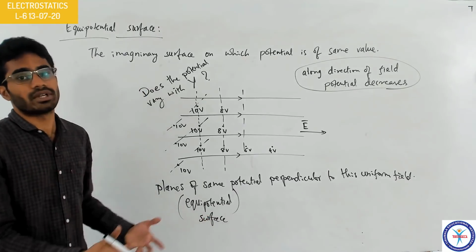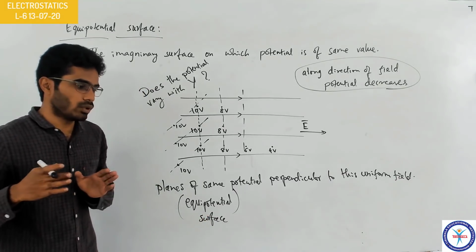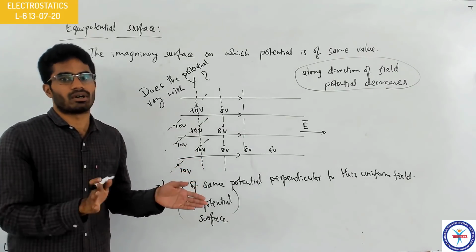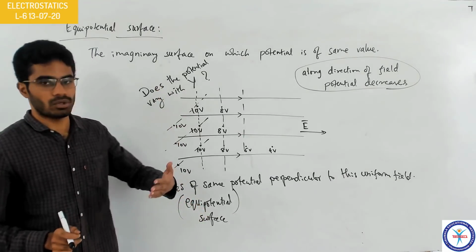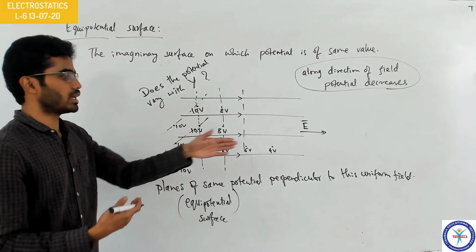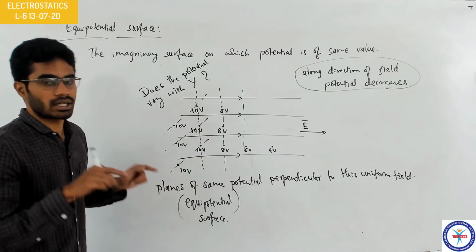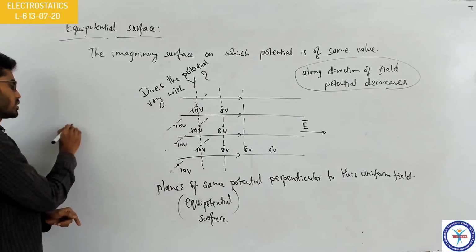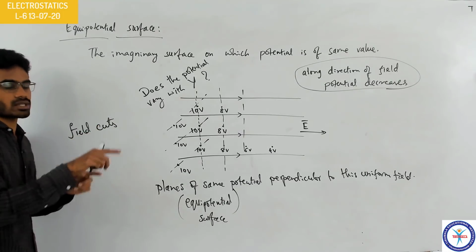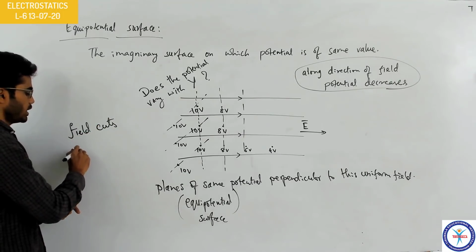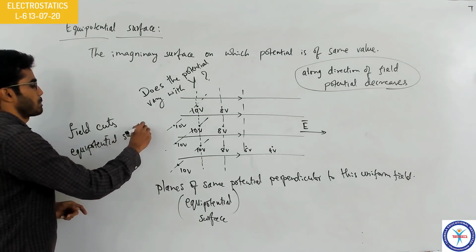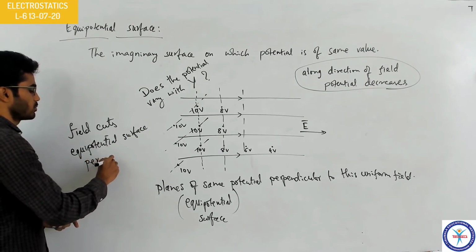For uniform fields, you observe this because the field is only present along a particular direction. The other two dimensions will have the same potential values. So you will see a 10 volts plane, 8 volts plane, 6 volts plane, and so on. All these planes are perpendicular to the field direction, or you can say the field cuts the equipotential surface perpendicularly. This is also important. The field pierces, crosses the equipotential surface exactly perpendicularly.